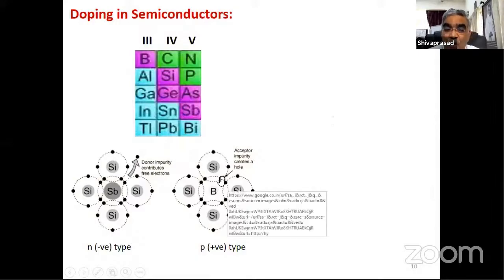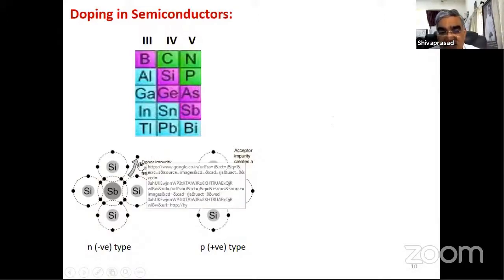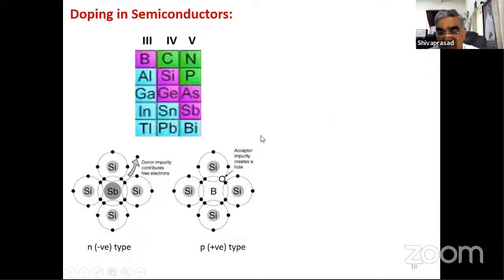So I can dope it with a group 3 material, this semiconductor, and make it p-type, or I can dope it with n-type, where it has one excess electron, and that excess electron will be released as seen in this picture. So it becomes an n-type semiconductor, right?